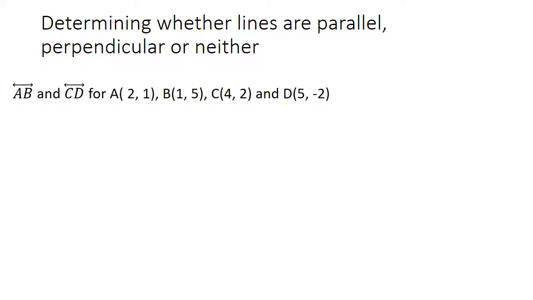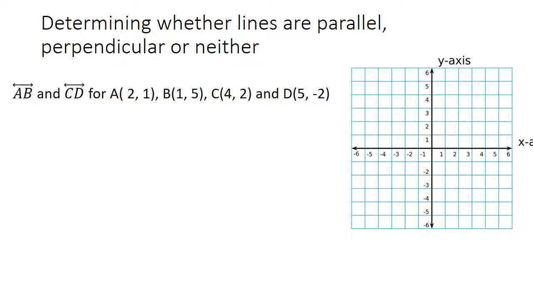What we're going to do is graph these four points and identify the lines AB and CD, and then by looking at them and at their slopes, we'll be able to tell if they are parallel, perpendicular, or neither. So here's my coordinate plane I can graph them on. I'm going to graph A at (2, 1). B is at (1, 5). So here's my line right there. C is at (4, 2), and D is at (5, -2).